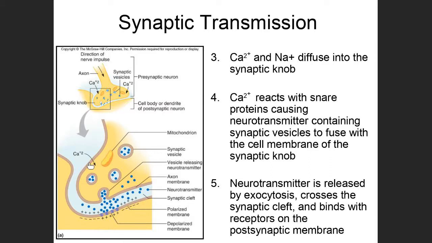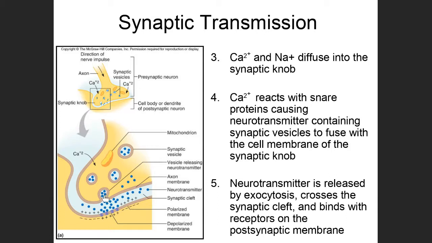And calcium's at a higher concentration outside of the cell, outside of the synaptic knob. So when calcium channels open on the synaptic knob, as this diagram is showing, we get calcium that moves into the synaptic knob. Once that calcium is inside the synaptic knob, it reacts with what are known as SNARE proteins, which cause these little vesicles, so these little structures that are containing the neurotransmitter, to actually fuse with the cell membrane or the plasma membrane of the synaptic knob and release that neurotransmitter by exocytosis.